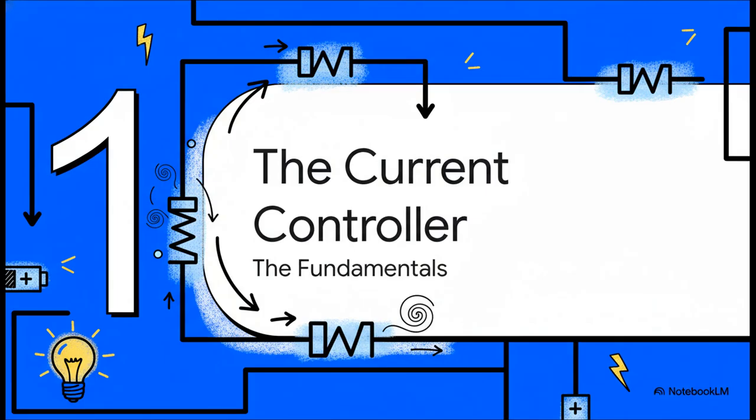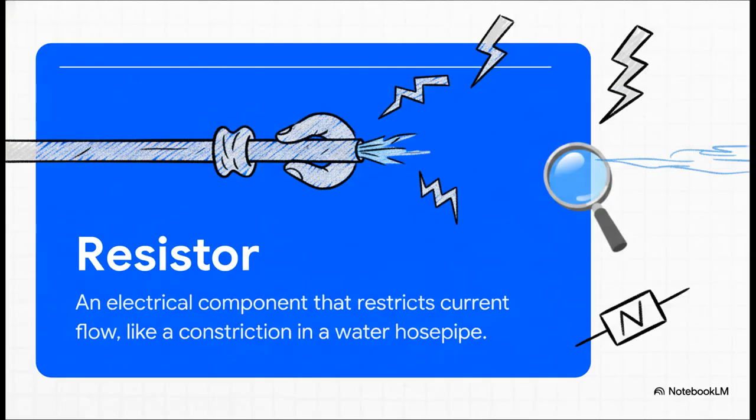But before we can appreciate all that variety, we have to get a really solid grip on a resistor's main job. So let's start at the very beginning. At its heart, a resistor is just a current controller. And the best way to think about it is the classic water hose analogy. Imagine electricity is water flowing through a hose. Well, a resistor is like pinching that hose. You're creating a constriction that limits how much water, or in our case, current, can get through. It really is that straightforward.